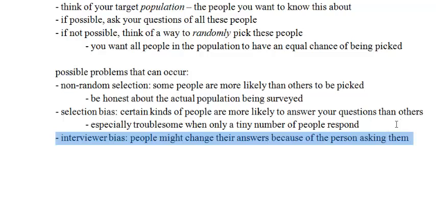Interviewer bias. People might change their answers because of the person asking them. Back in the early 1900s, if you went around asking people in the South how they felt about race relations, just about everybody is going to say things are great, especially because it's very possible that when a white person went up to a black person in the South, an African American, and said, how do you feel about things? Maybe they didn't feel all that comfortable giving an honest response.